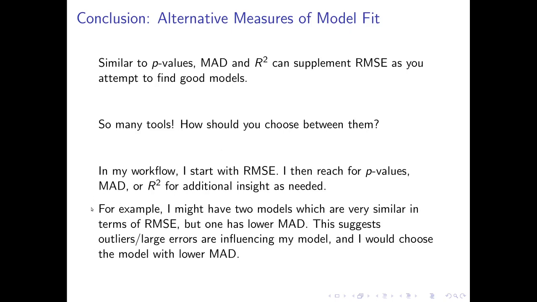Here's what I've written out, almost exactly what I was just describing. If I have two models similar in RMSE but one has lower MAD, that suggests at least that outliers or large errors are influencing my model, right? Because RMSE is getting large for one of the models, but the mean absolute deviation is lower. If there were no outliers, and RMSE is similar, you'd generally expect mean absolute deviation to be similar. Again, given similar RMSEs, I could lean on MAD as a secondary criterion.